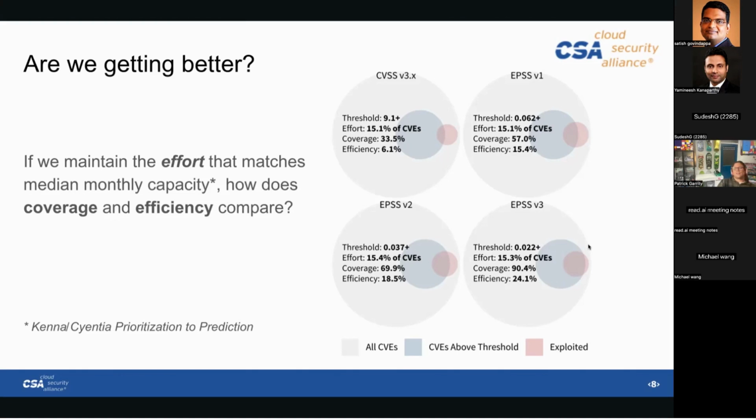So Patrick, this is great. One question here. Comparing CVSS 9.1 plus threshold versus EPSS V1 threshold 0.062 plus, how does EPSS get visibility into the prediction? Does it need to know the vulnerabilities?